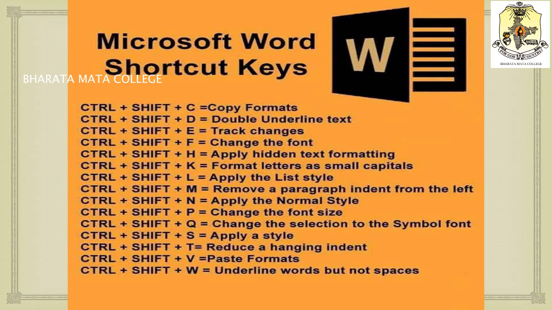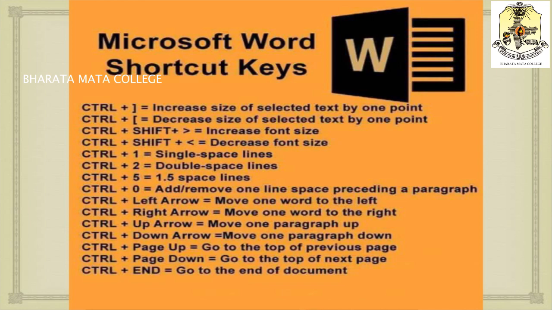Control Shift W underlines the words but not the spaces. Then Control and the right square bracket increases the size of the selected text by 1 point. Similarly, Control plus the left square bracket decreases the size of the selected text by 1 point. Right means increasing, left means decreasing.